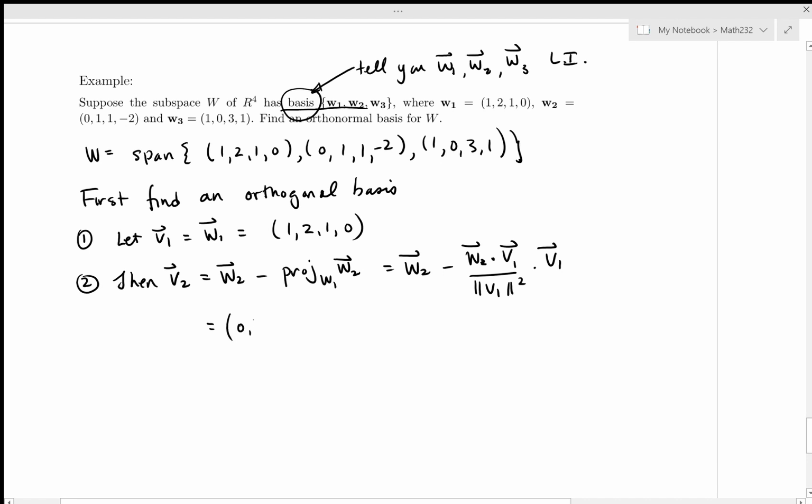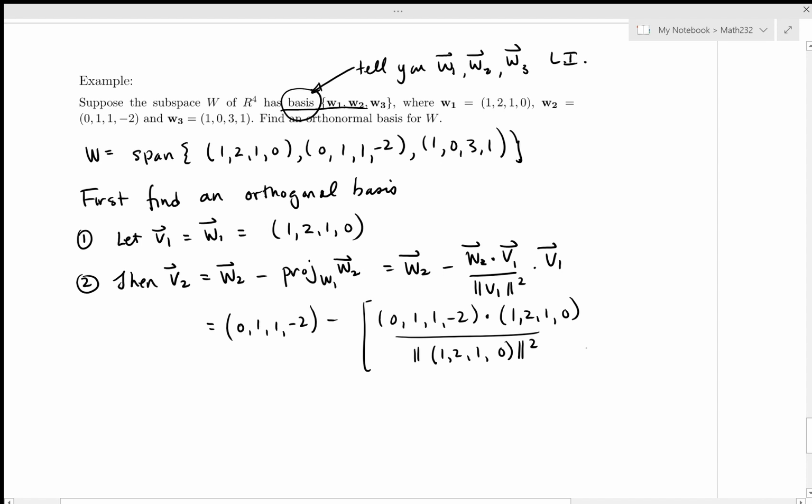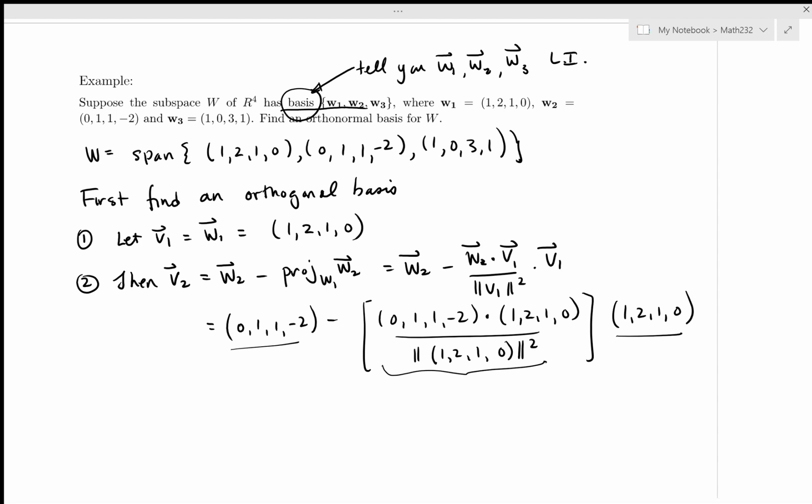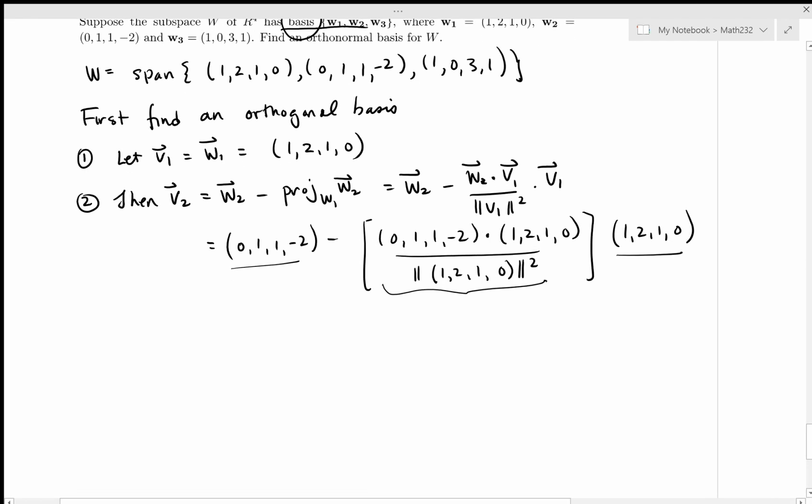We have W2, 0, 1, 1, minus 2. We have this calculation here: W2 dot V1, and we have the norm of V1 squared. And then we multiply that by V1, which we have set to this guy here. Now this is a calculation. This is a vector, this is some number, and then this is a vector. So we're just doing one vector minus another vector, and we have to scale the second vector by the scaling constant. So there's a bunch of little calculations here that I'm not going to bother to copy out.